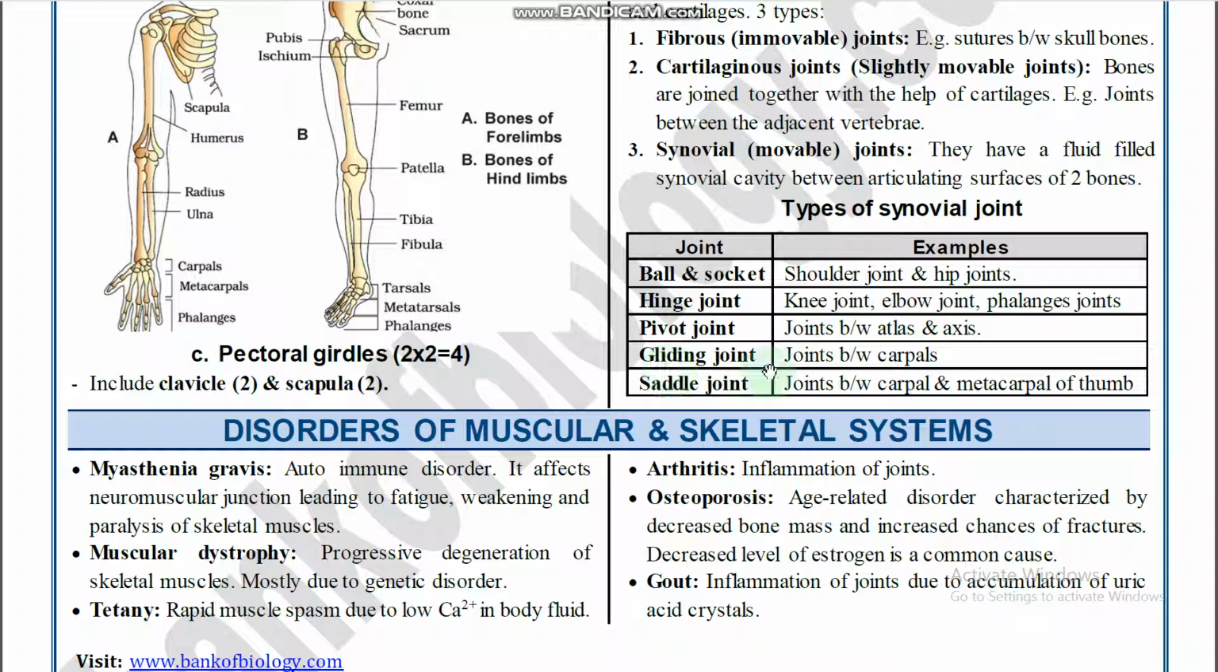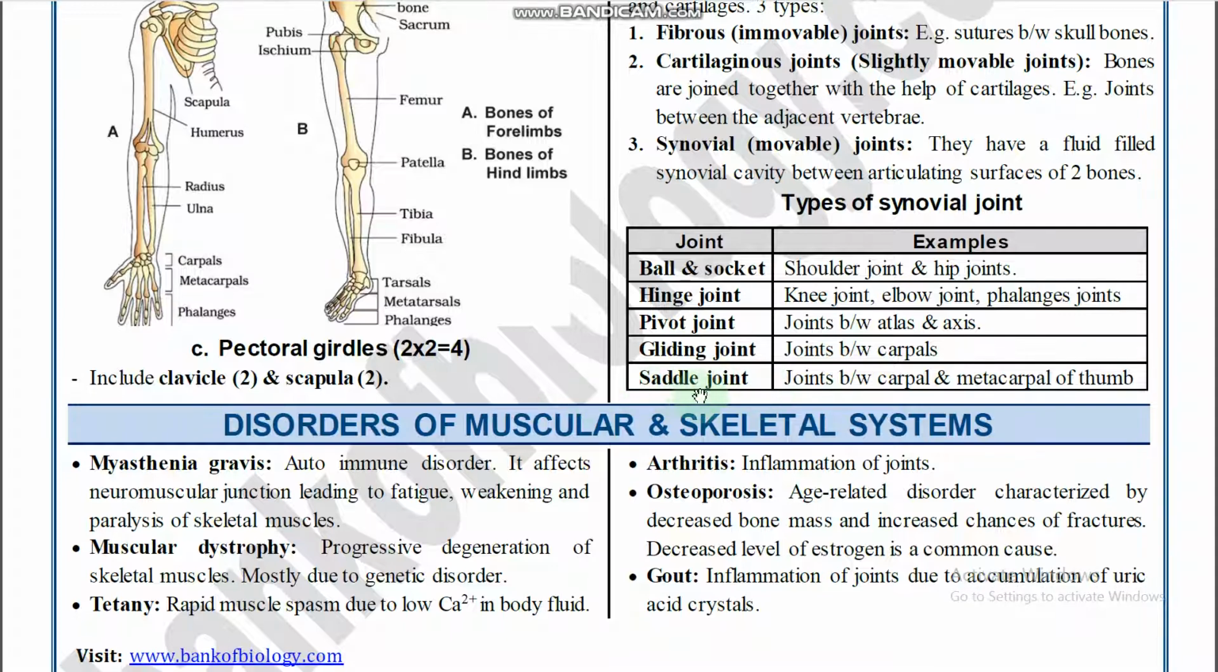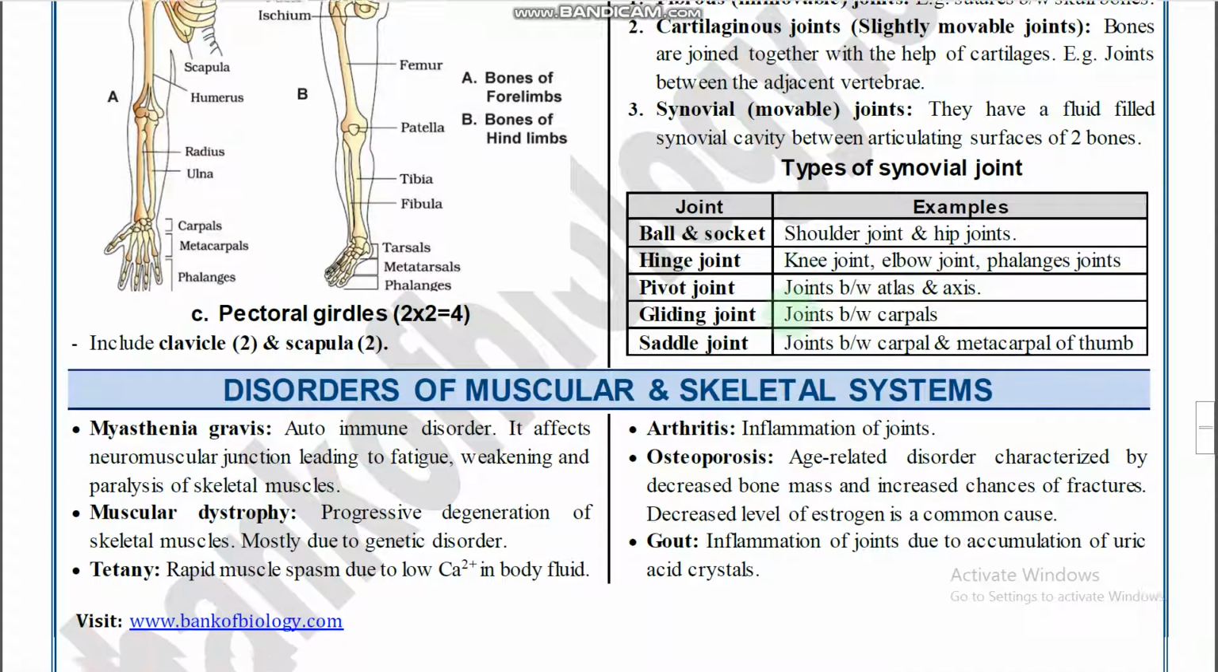And gliding joints are between carpals. What are carpals? The bones present in the region of the wrist. So joints between carpals are gliding joints. And saddle joint: the joint between carpal and metacarpal of the thumb, the bones in the region of the wrist and palm of the thumb. That is called a saddle joint. Ball and socket, hinge, pivot, gliding, and saddle joints. Joint names and locations are most important, right?